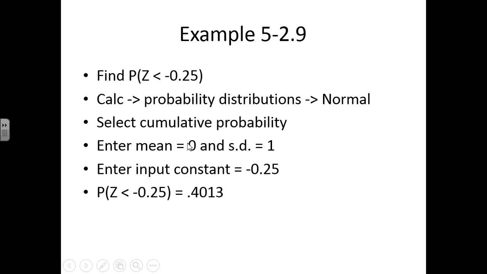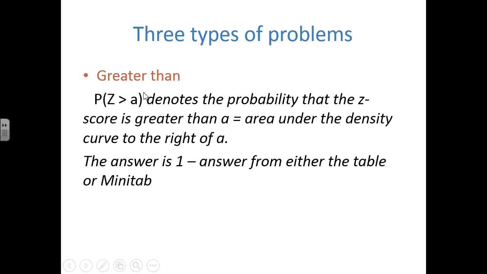Make sure that the mean is set to 0 and the standard deviation is set to 1. Then enter under input constant, not input column, but input constant. Enter negative 0.25. Hit OK. And Minitab tells you the probability that z is less than negative 0.25 is 0.4013. This is equivalent to a little over 40% of the density curve being to the left of negative 0.25.